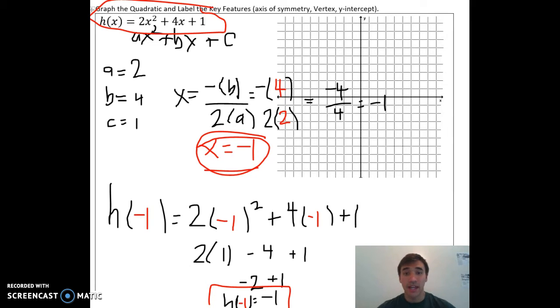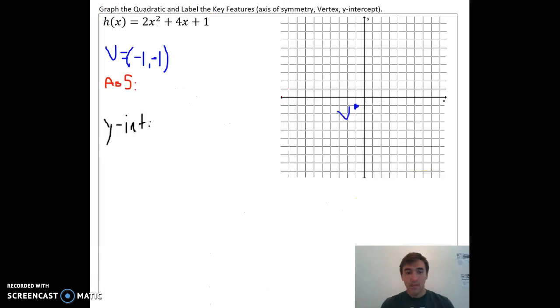Hopefully you realize that I made a mistake here. I have not yet written the vertex as a coordinate, so I'm not done. Write that as a coordinate, and then we're going to move on. Your vertex should have been (-1, -1). So all I did here was rewrite my problem so you can see the vertex is (-1, -1).